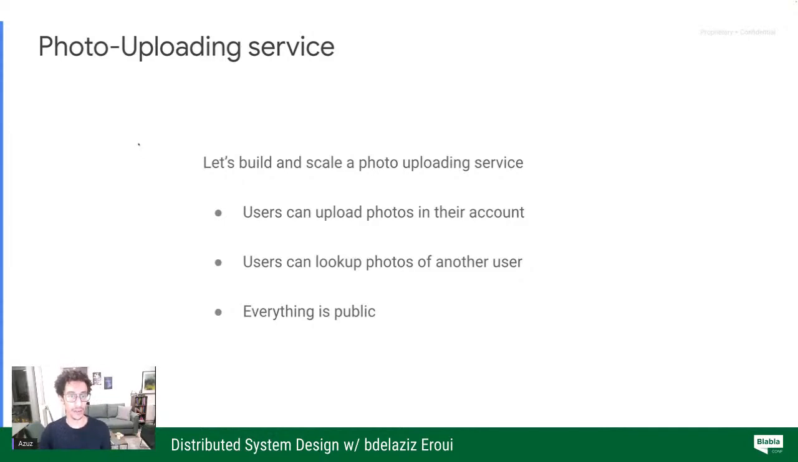Before starting to design a system, we start with functional requirements. Gather the functional requirements, what our service is supposed to be doing. For example, in our case, users can upload photos on Instagram, basically, or users can look up photos of other users. For the sake of simplicity, we suppose everything is public, for the sake of time of the presentation.